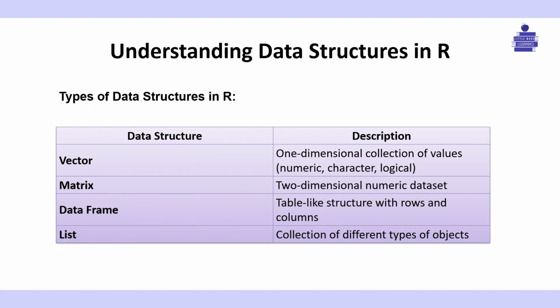Now, understanding data structures in R. There are mainly four types of data structures. The first one is vector. That is a one-dimensional collection of values, either numerical, character, or logical. Next is matrix. These are two-dimensional numerical data sets. Then data frames. These are table-like structures with rows and columns. Lastly, list is a collection of different-type objects.